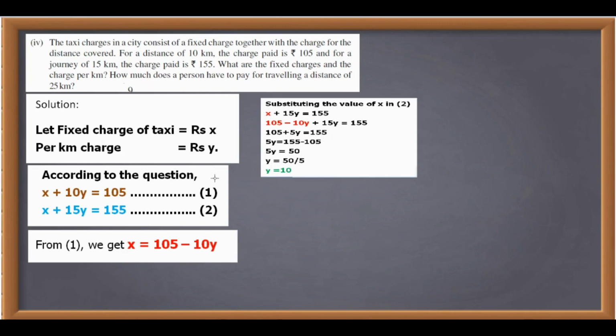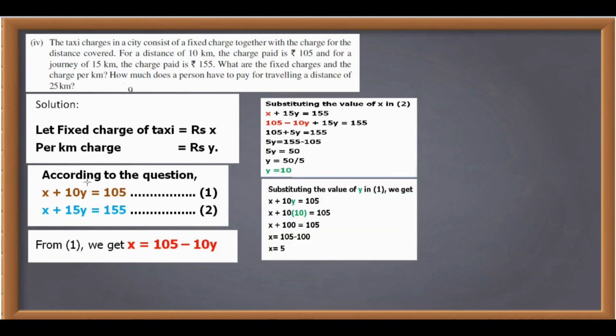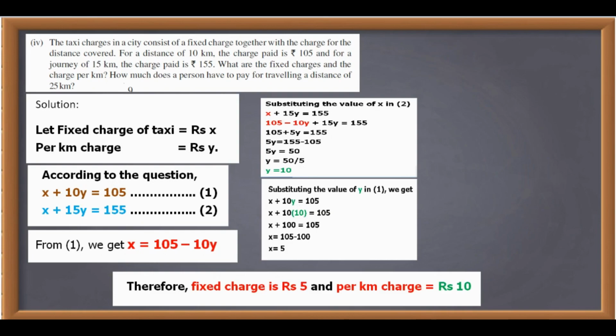So now we got cost per kilometer. So per kilometer charge is 10 rupees. Now we are going to replace this y value in first equation. So what is the first equation, students? X plus 10y is equal to 105, and we got value of y as 10. I'm replacing y with 10. X plus 100, 10 tens are 100, is equal to 105. X is equal to 105 minus 100, which is 5 rupees. So fixed charge of taxi is 5 rupees and per kilometer charge is 10 rupees. So that's what they're asking to find. We got fixed charges 5 and per kilometer charges 10 rupees.